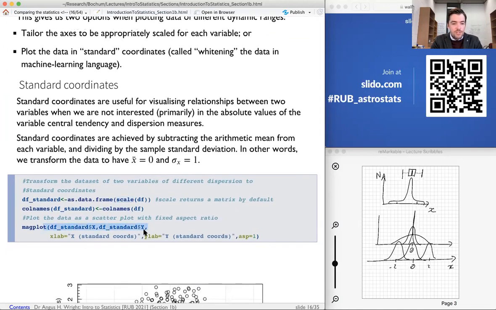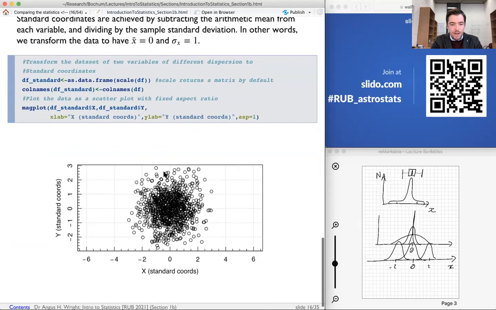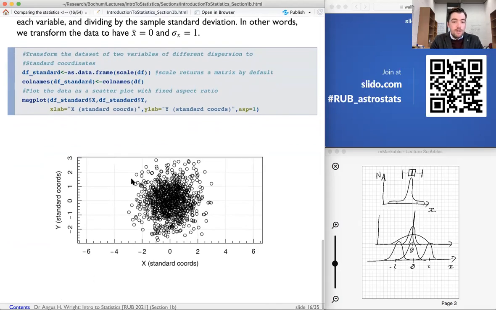And we can then plot the standard coordinates, and lo and behold, everything looks hunky-dory again. Everything looks good again. So standard coordinates are very useful. We're actually going to use these quite a bit later in the probability section of this course, but we'll talk about that a bit later.